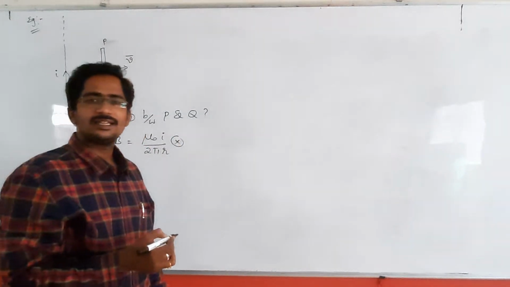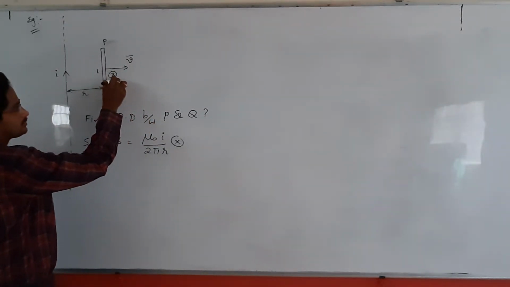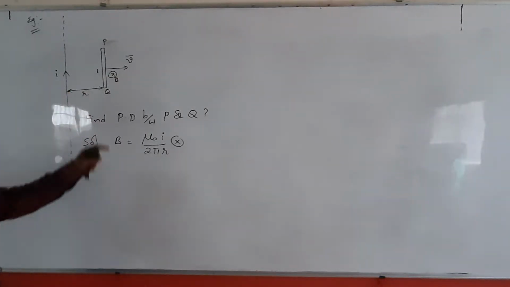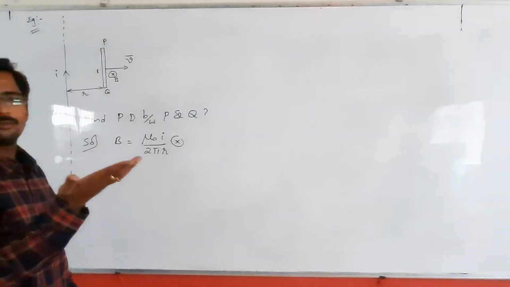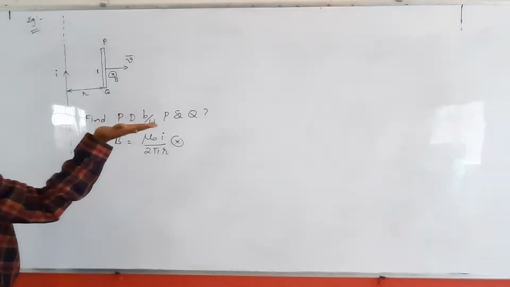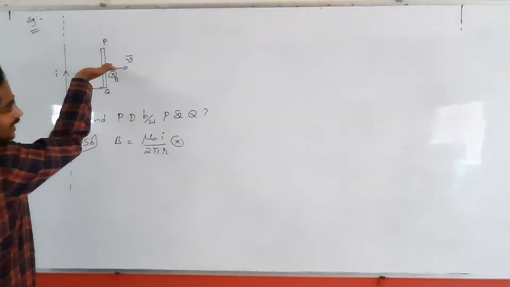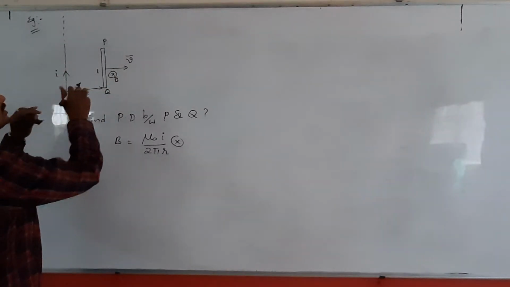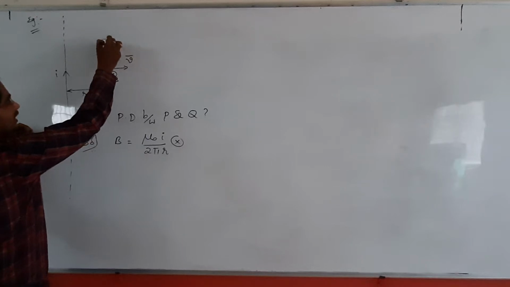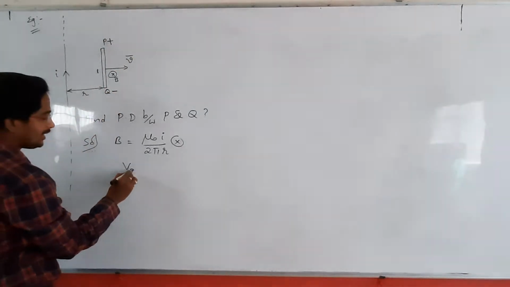What is the B direction here? Inward. So whenever B is acting inward, what about the induced EMF direction according to the palm rule? If you put your palm fingers in the direction of B and the thumb in the direction of velocity, the palm denotes the high potential end. So P is at high potential, Q is at low potential. Hence Vp is greater than Vq.